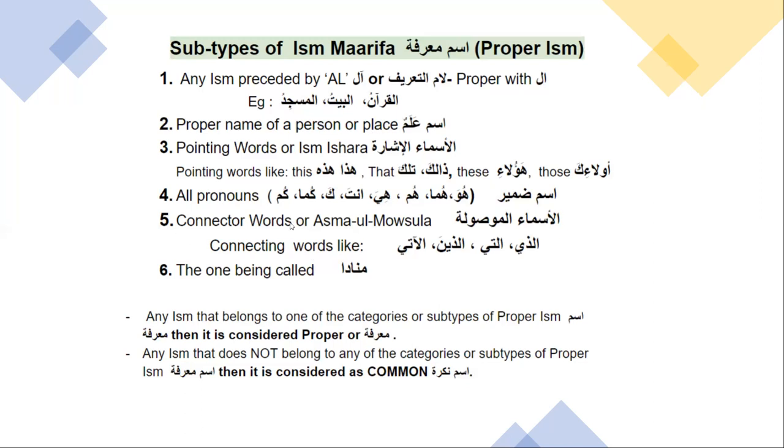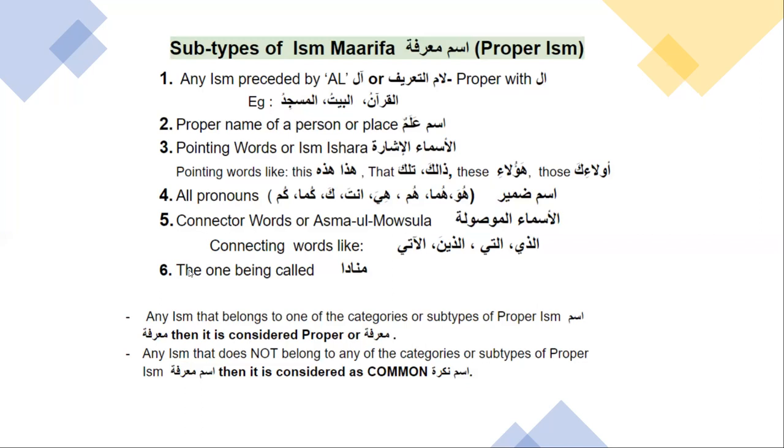Then another category of ism marfa is connector words, or asmaul mausula. They connect two parts of a sentence. Like if there are two phrases in a long, complex sentence, they connect the two phrases. So allazi means the one who, allati the same. Allazi is masculine, allati is feminine. The plural forms are allazina and allati.